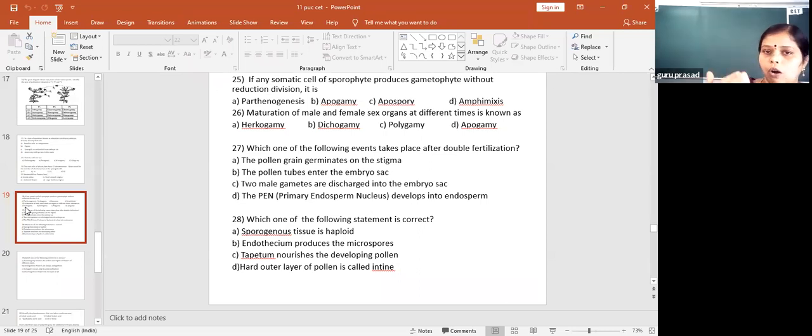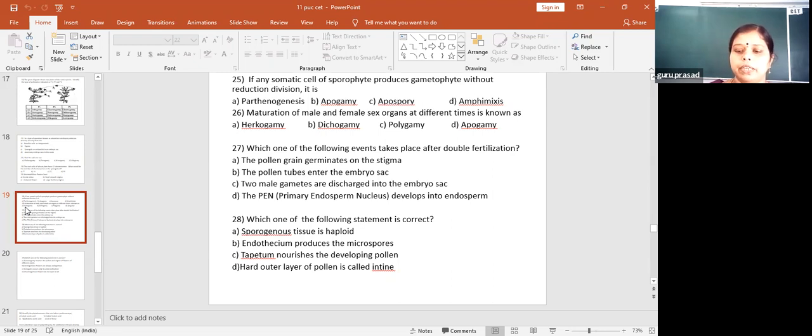Let us look at the options and select the correct one. The pollen grains germinate on stigma: no, this takes place before double fertilization, not after. Pollen tube enters the embryo sac: also not correct. Two male gametes are discharged into the embryo sac: all three events take place before double fertilization only. Without gametes, how is double fertilization possible? So which is the correct option? Primary endosperm nucleus develops into endosperm and zygote into embryo. That is the correct option. Like this, we can select the most suitable option.